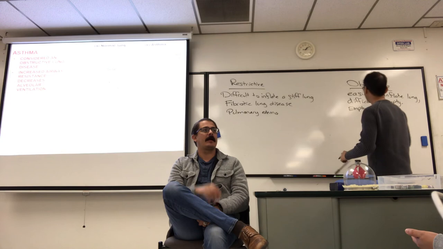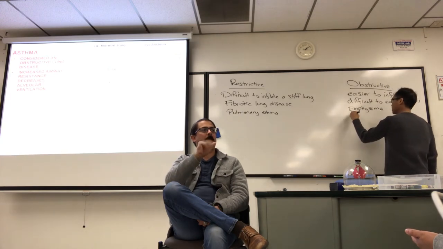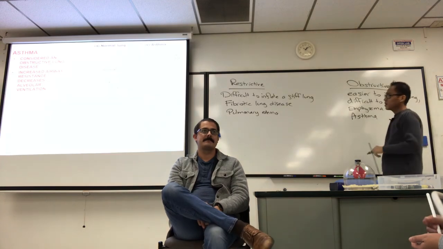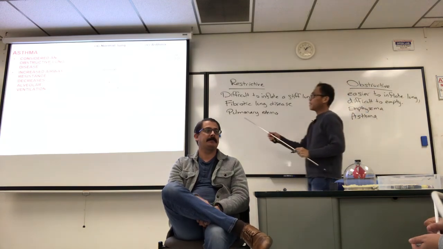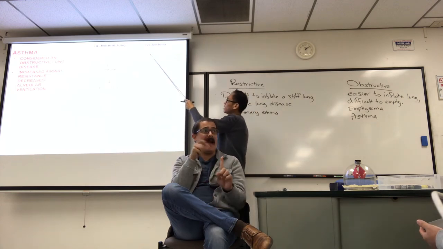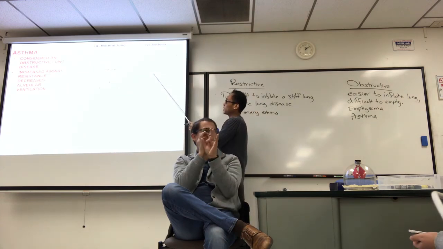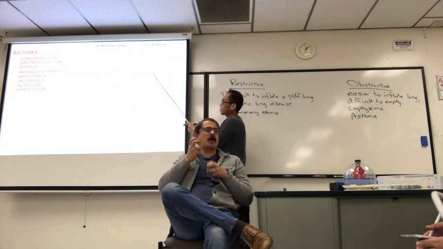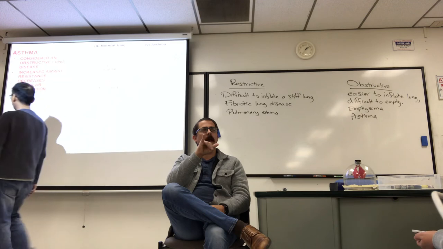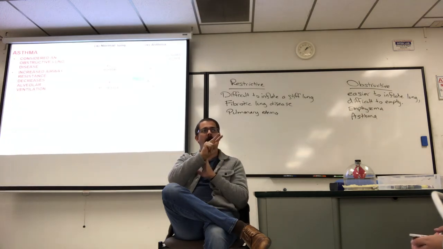Asthma is your classic obstructive lung disease. So you can see the constricted bronchioles, maybe due to bronchospasms. With the constriction, maybe you can inflate easily, but it's difficult to empty the lung. And the airway resistance decreases the alveolar ventilation.